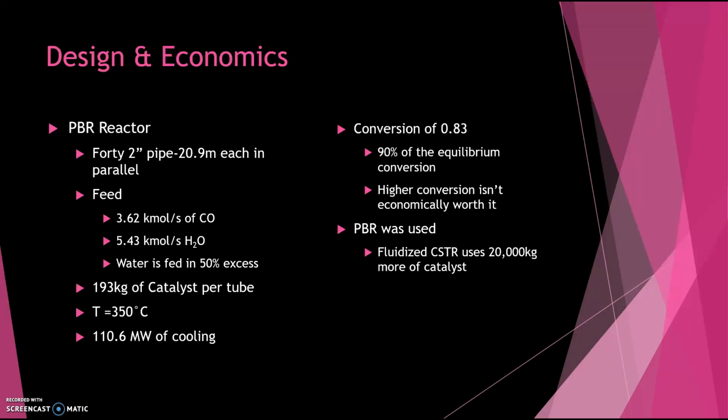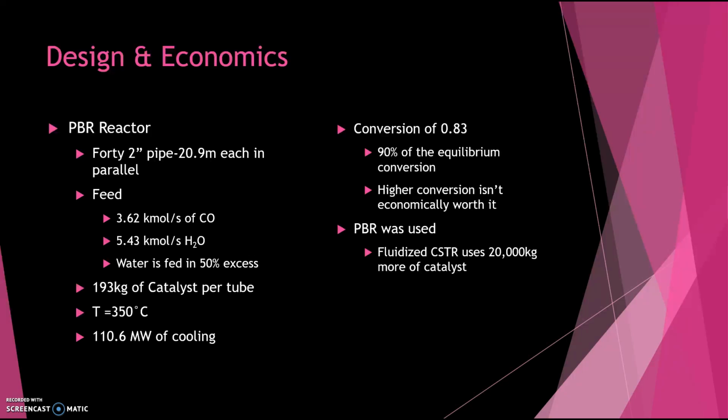Each tube has 193 kilograms of catalyst in it. The reaction was ran at 350 degrees C. We need 110.6 megawatts of cooling to keep our reaction isothermal. The conversion rate of our reactor is 0.83. This is 90% of the equilibrium conversion.